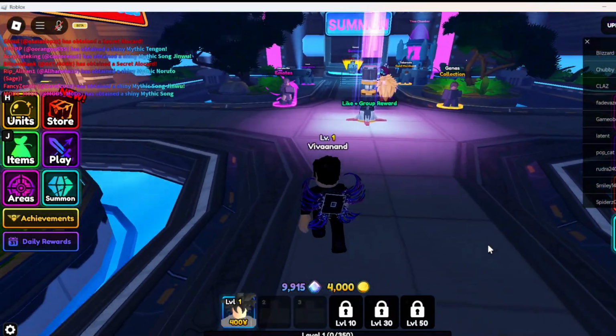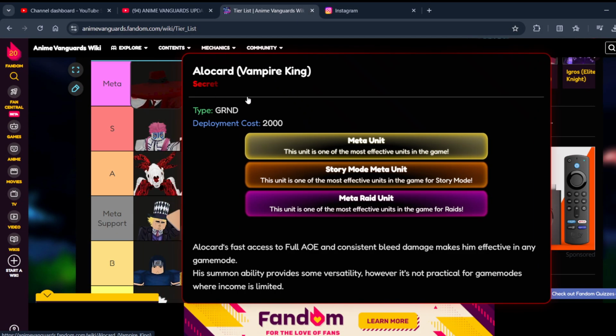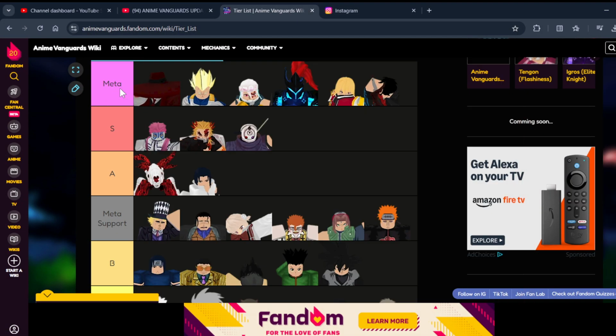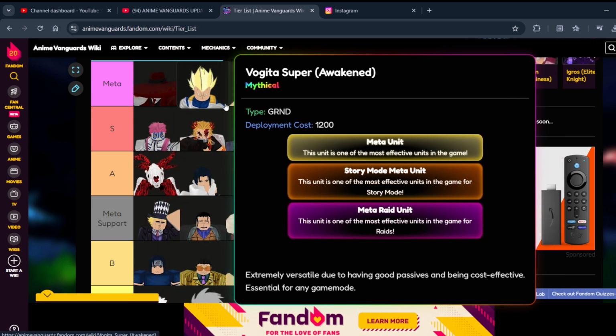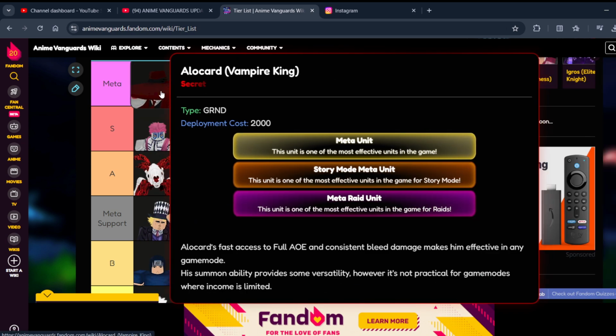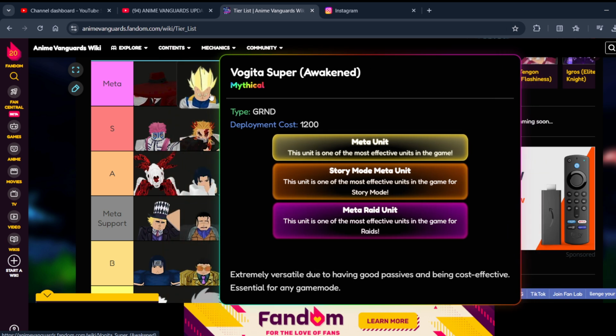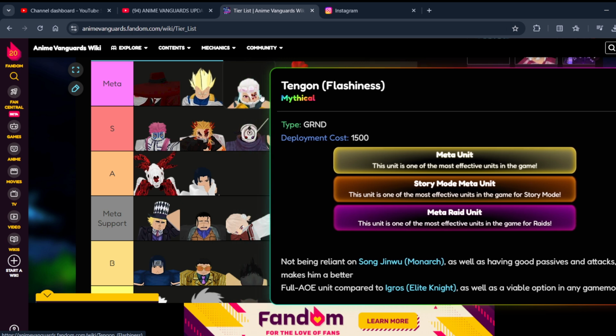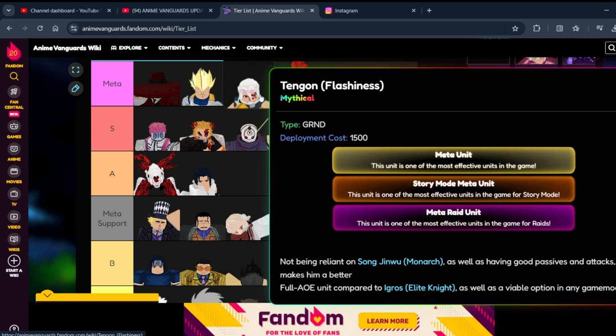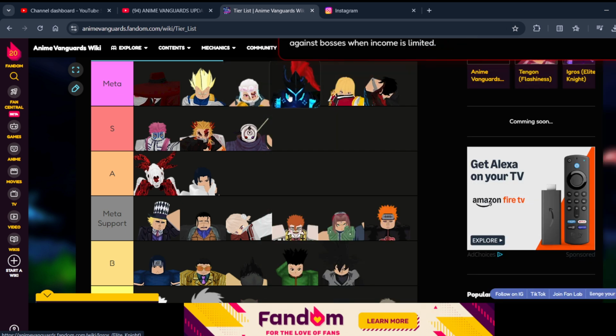Let's start the video. So here's the tier list one, and the first one from the Matcha. This first one is the Alucard Vampire King, and it is one of the most effective units in all modes. And the second one is the Vegeta Super, and this is also one of the most effective units in the game. The third one is Tengen, and it has a deployment cost of 1500.